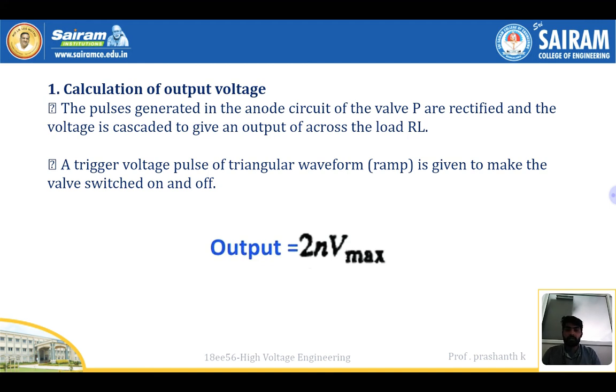And the calculation of output voltage: the pulses from the pulse generator in the anode circuit of the valve P are rectified and the voltage is cascaded to give the output across the load RL. So the output voltage, I already told you, is 2n Vmax, right? A triggered voltage pulse, a trigger waveform ramp, is given to make the valve switch on and off.